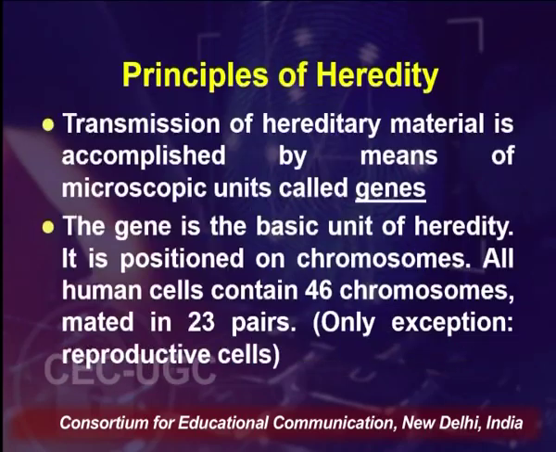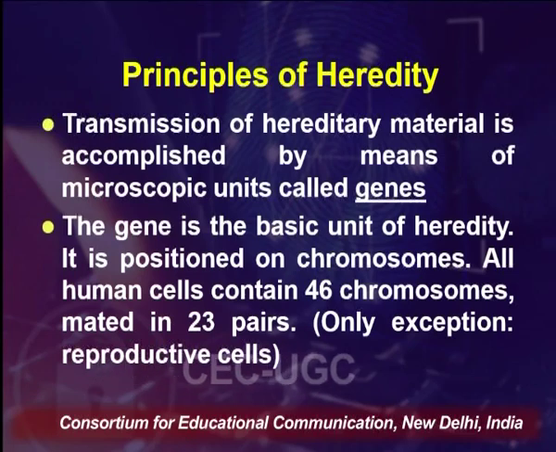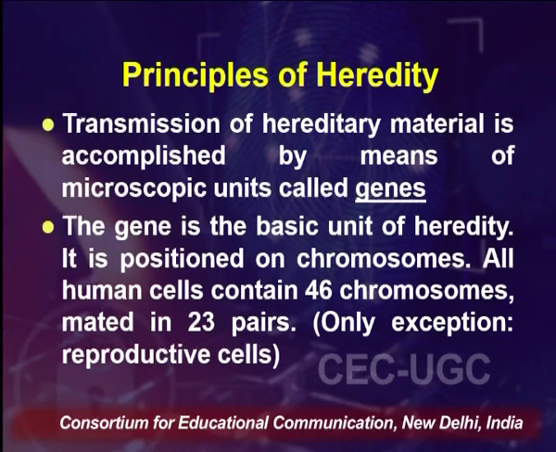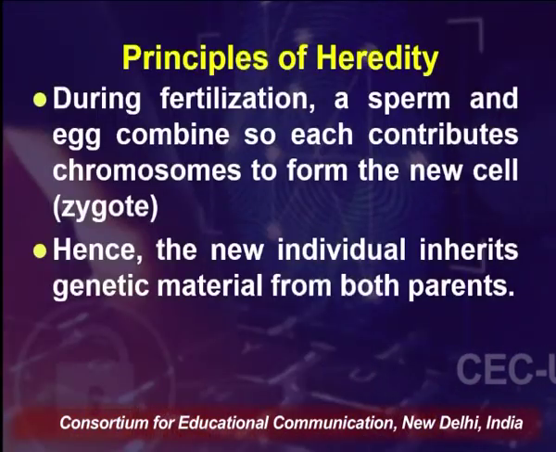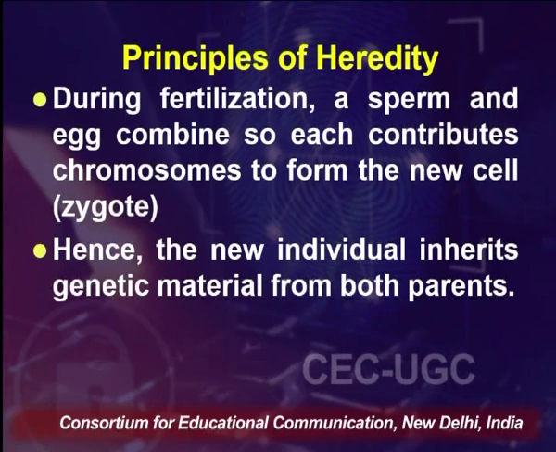So, if we are talking about the principles of heredity, it is how hereditary material is transferred from parents to various generations with the help of microscopic units called genes. The gene is the basic unit of heredity and genes are positioned on chromosomes. We have 46 chromosomes in the human body, which are in 23 pairs. The only exception is that the chromosomes are present as single sets in the reproductive cells. So, during fertilization, a sperm and egg combine, and each contributes chromosomes to form the new cell, the zygote. Hence, whenever a new individual is born, it inherits DNA or chromosomes from both parents. 23 chromosomes will come from the father and 23 chromosomes will come from the mother.